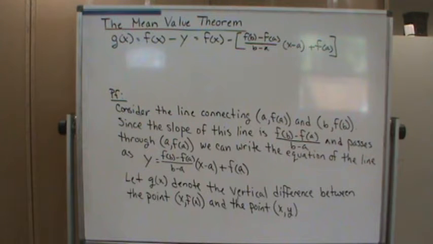So that's going to be g of x. Okay, now, since the graph of f intersects the secant line when x equals a and x equals b, we're going to see that g of a equals 0 at the endpoints, right? So obviously that makes sense, because then the vertical difference at those points is 0, right? Where the two graphs intersect, it's going to be 0.